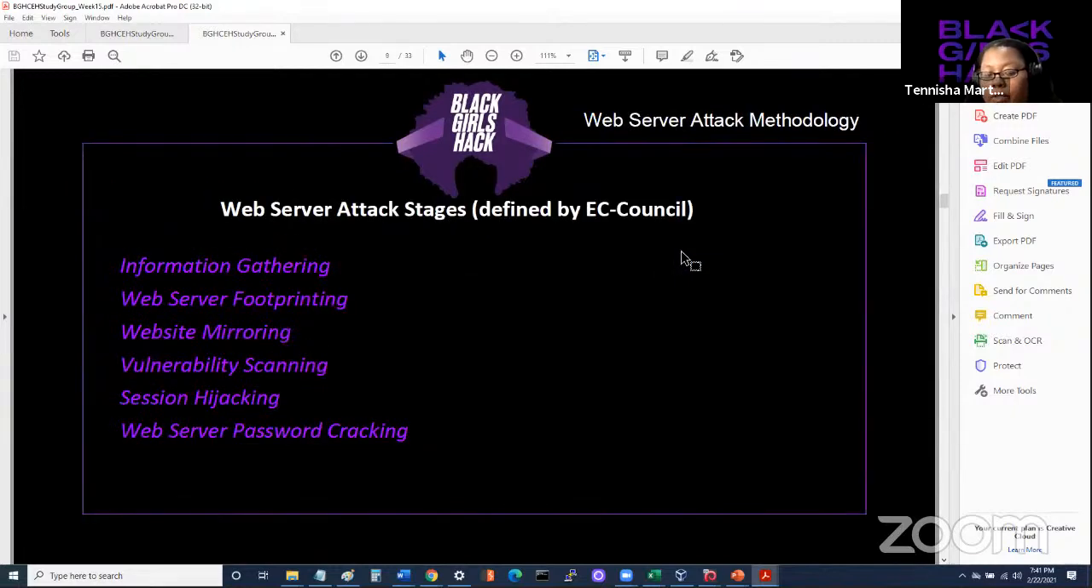All right, so web server attack stages as identified by the EC-Council. This is not the same as what you may see elsewhere in the world. You should just know that this is the way the EC-Council, which is the maker of the CEH text, which you may or may not be taking soon, defines this. So you have information gathering, web server footprinting, website mirroring, vulnerability scanning, session hijacking, and web server password cracking.